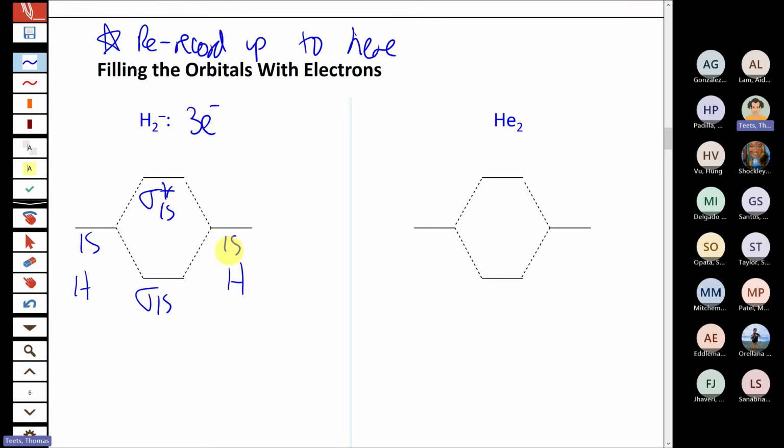So then when we fill this with electrons, we go 1, 2, but we have no choice but to put our third electron up in the antibonding orbital. So again, we always completely fill the lower energy orbitals before moving our way up. In this case, after we fill the sigma 1s, we have to put it into sigma star.